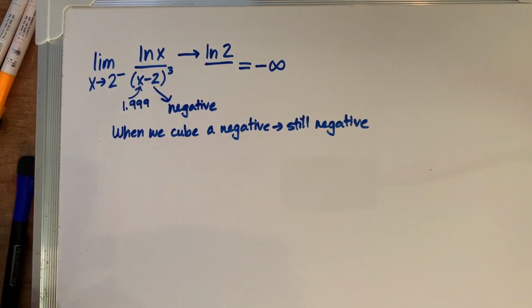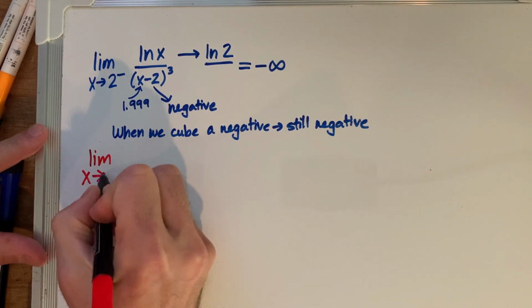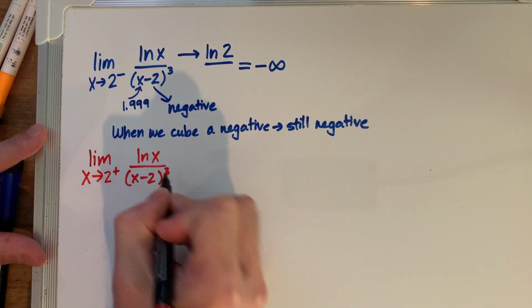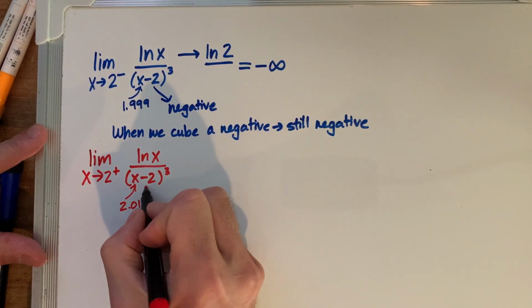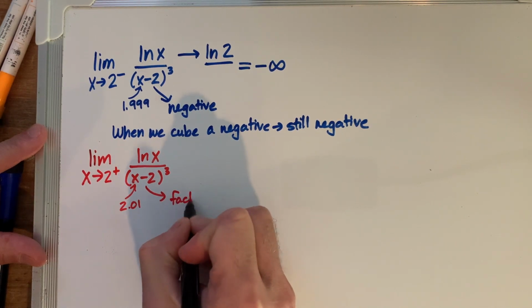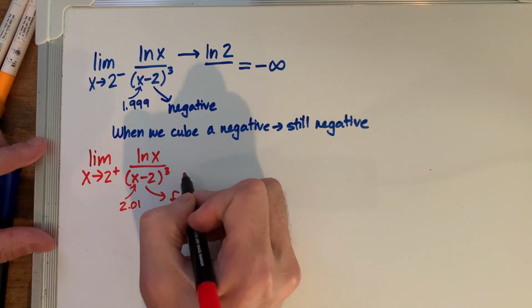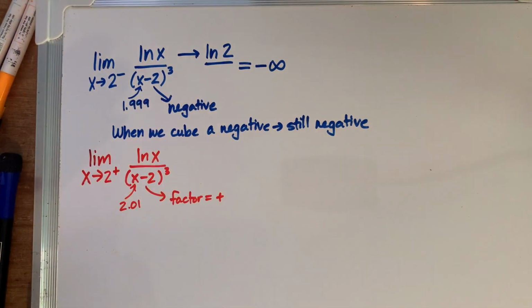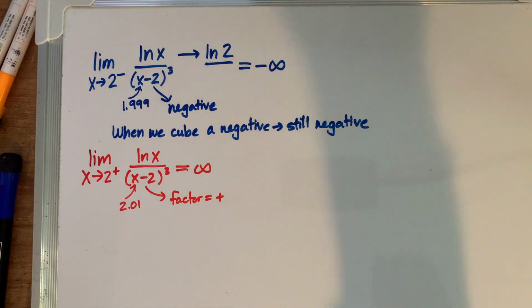Okay, now, so how would this problem change if instead we had the limit as x approached 2 from the right of the natural log of x over x minus 2 cubed? Now we're talking about putting numbers in like 2.01, 2.001. It's going to make this factor down here positive. And when we cube it, it's going to be positive. So I'm going to take natural log of 2, divide it by numbers that are getting progressively closer and closer to 0, but are positive this time. We're going to end up going towards positive infinity. So it's another limit involving infinity problem that's a little different than just dealing with a rational function.